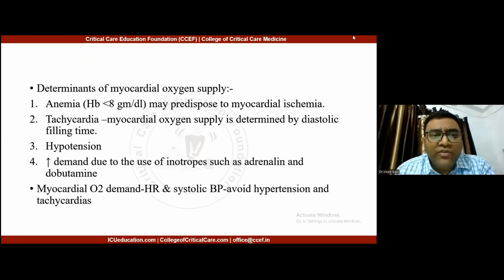Again, be careful about anemia, keep the Hb more than 8, and prevent tachycardia and hypotension in such patients.